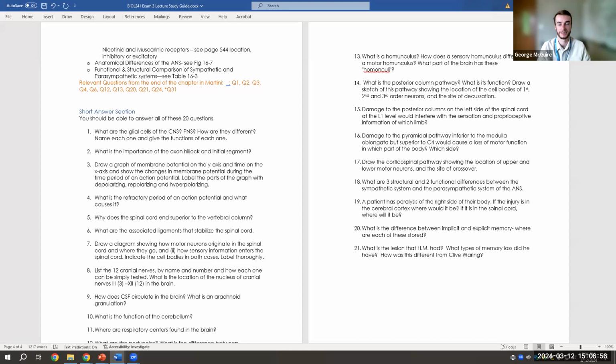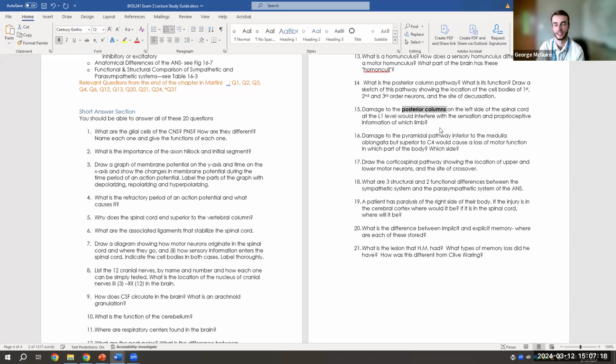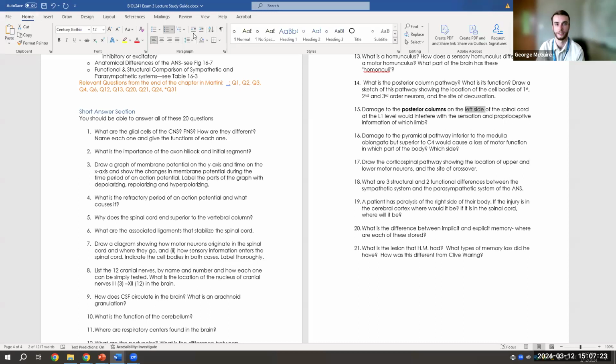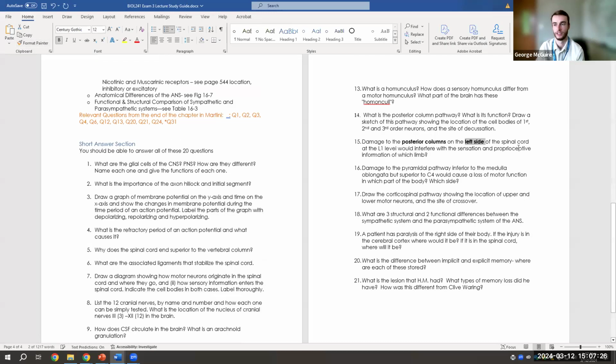I can share my thinking, I suppose, and then maybe you will be more incentivized to comment on it. When getting a question like this, the way my brain works is I immediately want to identify the important parts of the sentence so I can cut out the noise. Reading through this, we're talking about the posterior columns, so I immediately highlighted or bolded this. We know it's on the left side of our spinal cord, and it's at the L1 level. And the question is asking for which limb would sensation be affected.